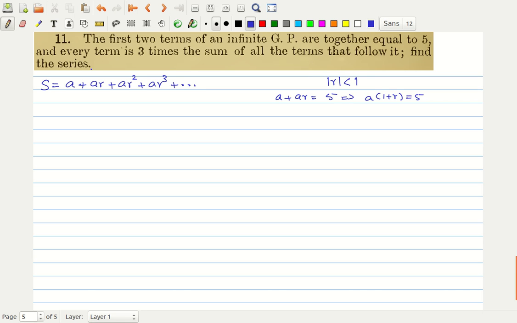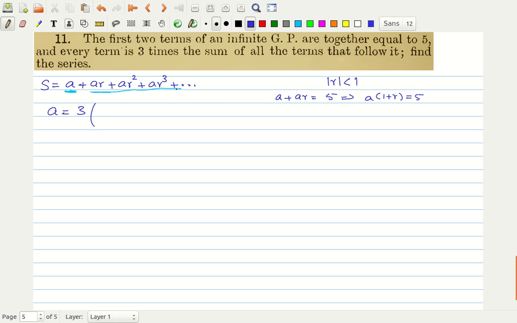Now what is the other information that we are given? We are given that every term is 3 times the sum of all the terms that follow it. Okay? So let us divide our point somewhere here. We have A, and all the terms that follow it are these terms. Now it is given that A is actually equal to 3 times the sum of all these terms.